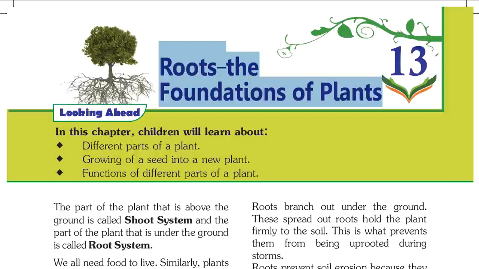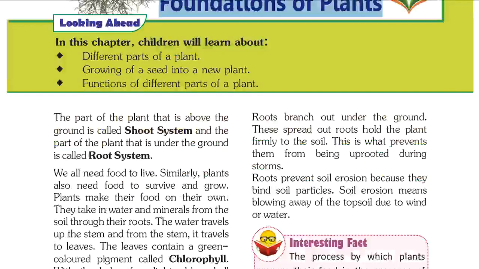So, let us read how it is explained in our book. The part of the plant that is above the ground is called shoot system, and the part of the plant that is under the ground is called root system.